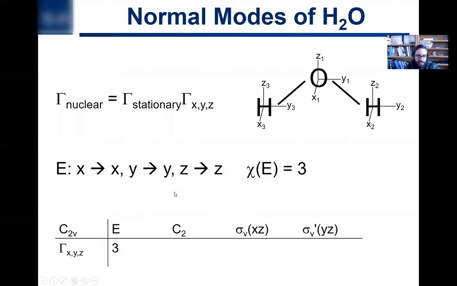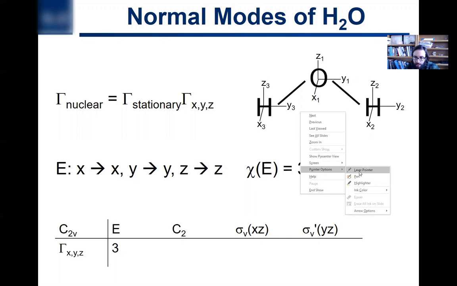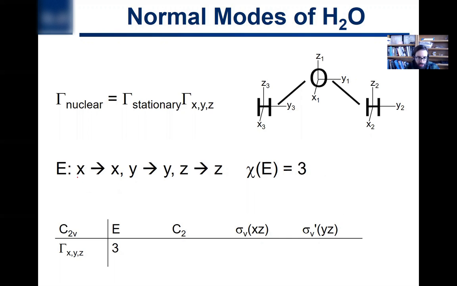So now we figure out gamma xyz. You can figure out gamma stationary first, but it doesn't really matter. What this is asking is, what does the identity operation, the first symmetry element in C2v, do to x, to y, and to z? Well, it does nothing. X goes to x, y goes to y, z goes to z. So the character for this representation, the trace of the matrix, is going to be 3. Remember, character tables and all this stuff are about traces of matrices.